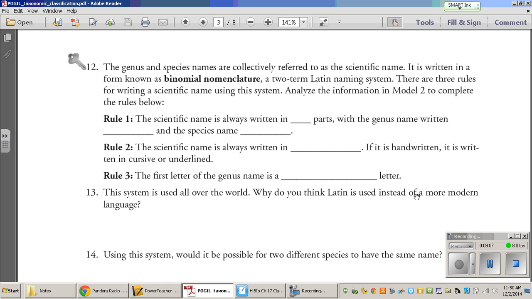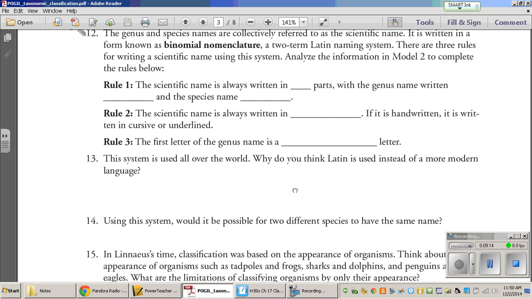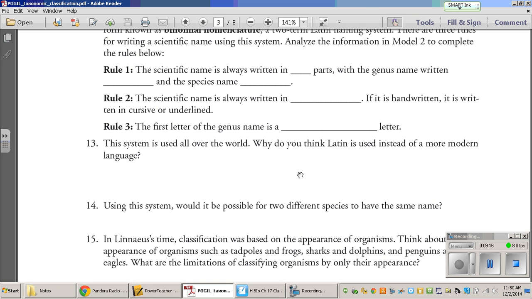It's always written in two parts. The genus name is written first, and the species name is written second. Good so far? I've got three people shaking their heads. The scientific name is always written italicized. If it is handwritten, it is underlined or written in cursive. The first letter of the genus name is a capital letter. Thank you. The system is used all over the world.